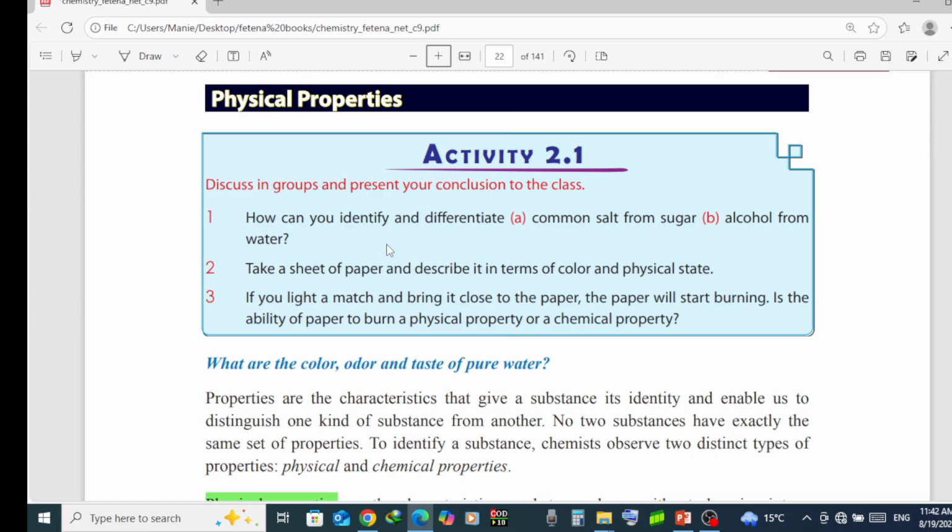This is the first question. The other question is, take a sheet of paper and describe it in terms of color and physical state.